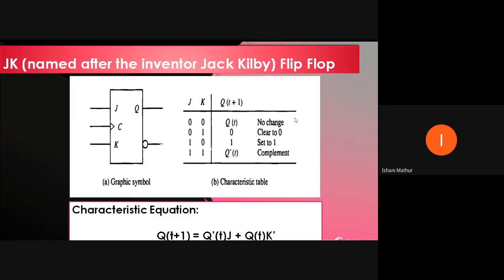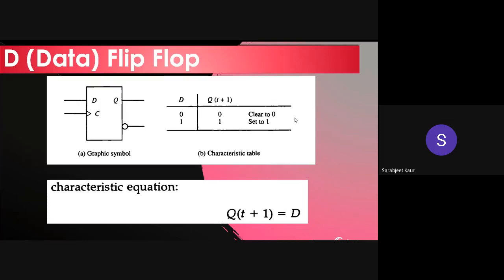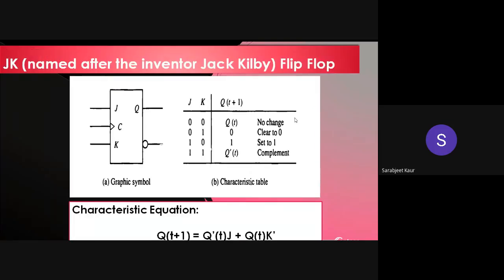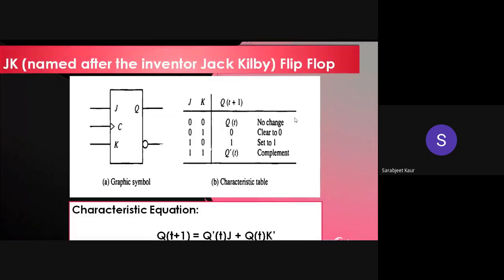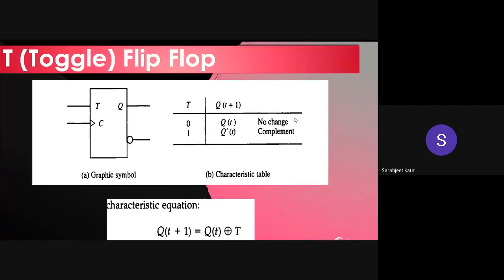Yes, ma'am. So the basic functionality is covered here, right? But in other flip-flops, for example, the SR flip-flop, the JK flip-flop and the T flip-flop, we have some more flexibility. In that, we are not just restricted to the value that we have fed into the flip-flop.